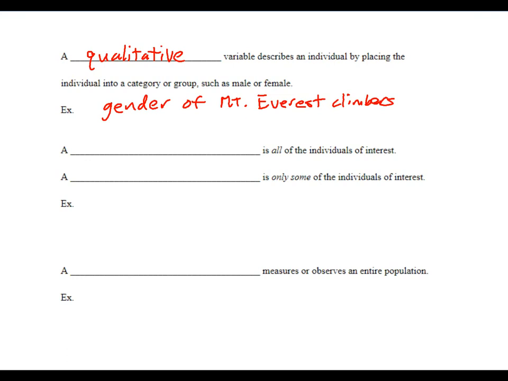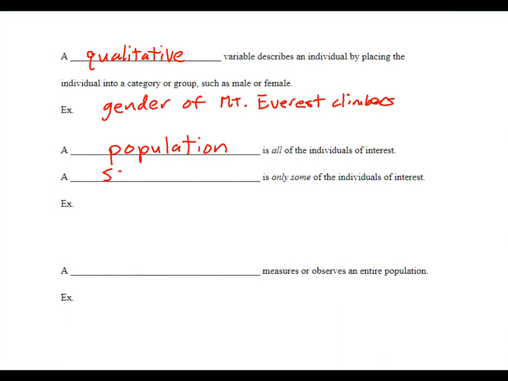So a couple more vocabulary words. A population is all of the individuals of interest. Now this doesn't always mean everyone. If you want to find out, let's say, favorite ice cream flavors of Batavia High students, then our population would be students at Batavia High. If we're talking about what's America's favorite type of car, then our population is all of the people in the United States. So the population depends on who you're interested in.